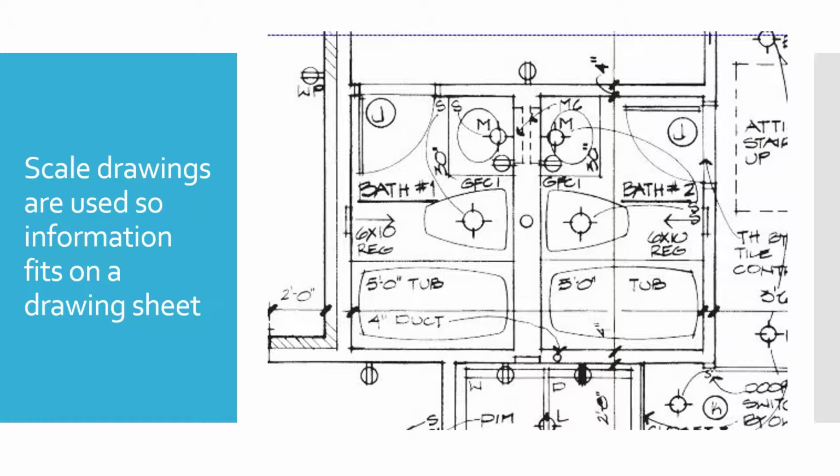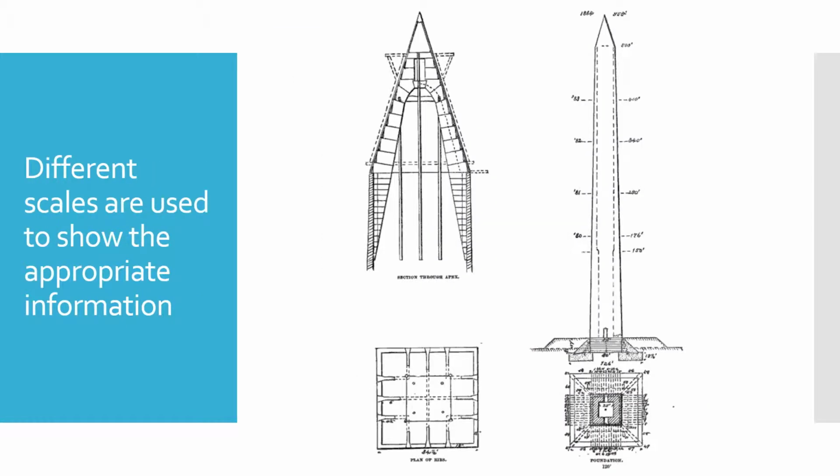Well, in the example we see on your screen, we're looking at a floor plan of a bathroom. That tub is 5 feet long. A 5-foot long tub won't fit on our sheet. Therefore, we need to use a scale drawing to fit the appropriate information on the sheet. Different scales are used to show the appropriate information.